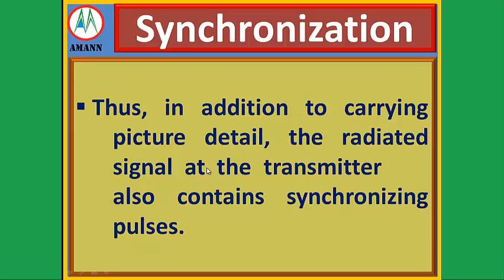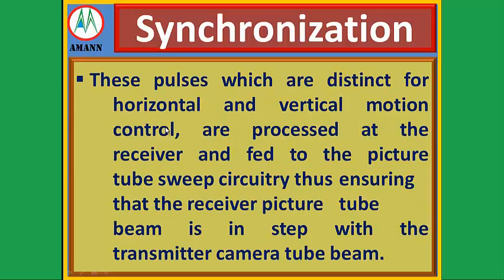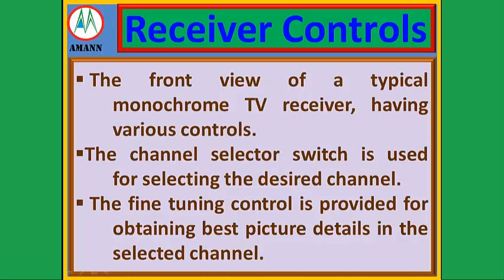Thus, in addition to carrying picture detail, the radiated signal at the transmitter also contains synchronizing pulses. These pulses, which are destined for horizontal and vertical motion control, are processed at the receiver and fed to the picture tube sweep circuitry, thus ensuring that the receiver picture tube beam is in step with the transmitter camera tube beam.